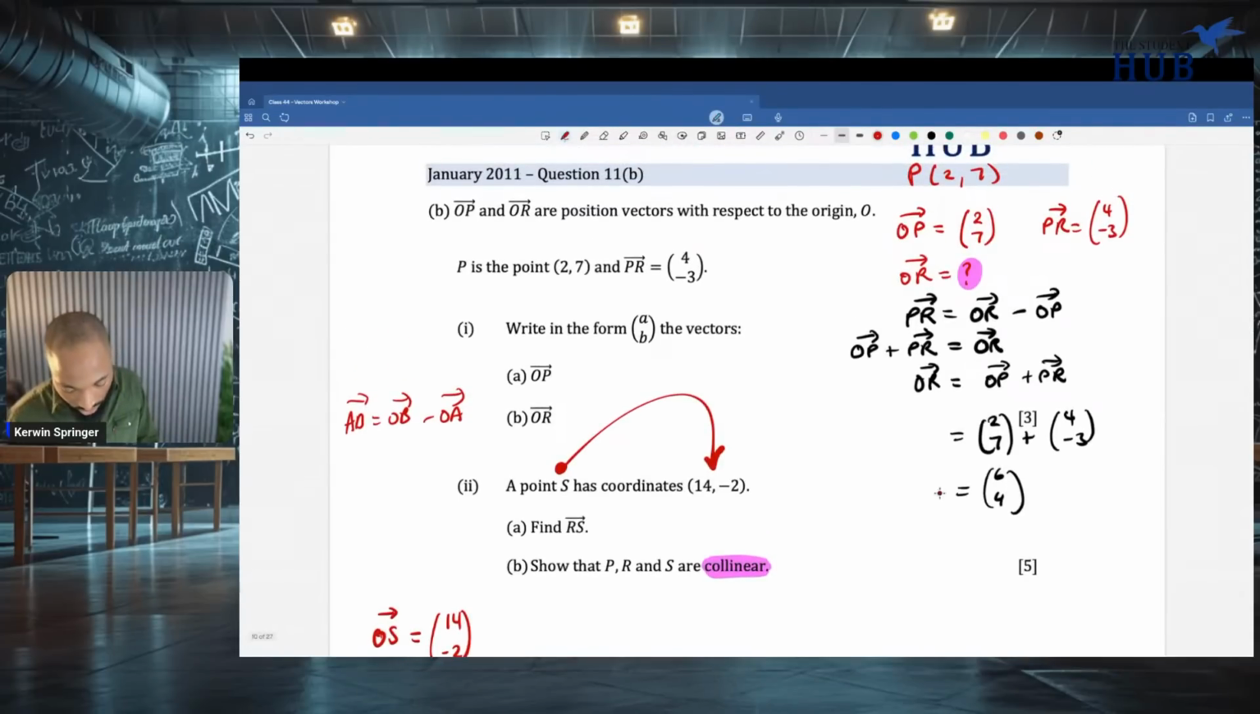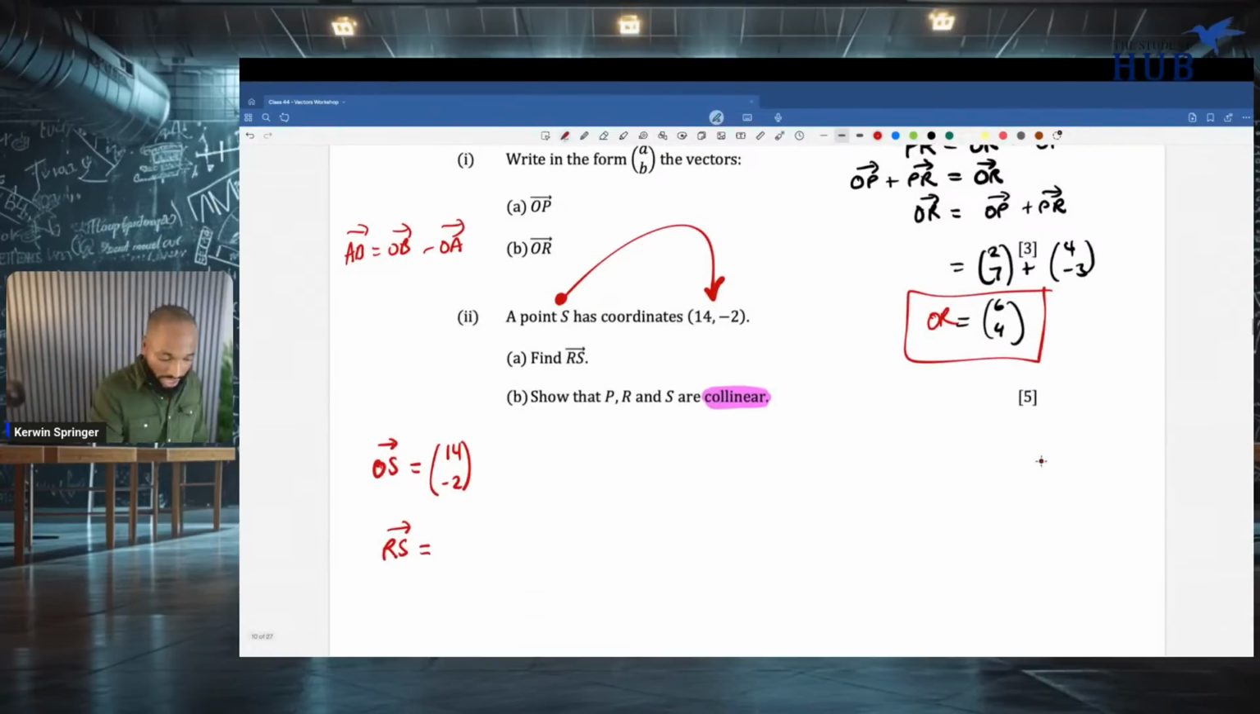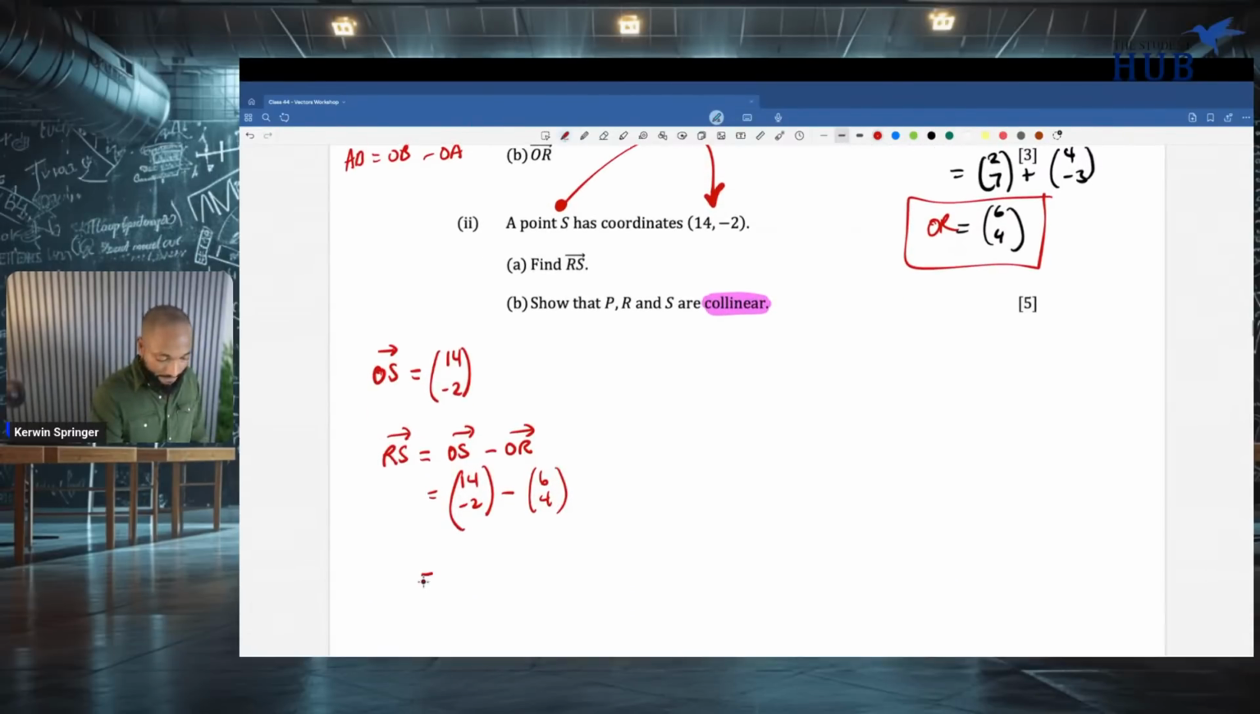Yeah, I just figured out OR. That's what I did. I have OR. So that's the triangle law. So RS is OS minus OR. OS, and now I substituted it. 14, negative 2. OR was found to be 6, 4. 14 minus 6 is 8. And negative 2 minus 4 is negative 6.